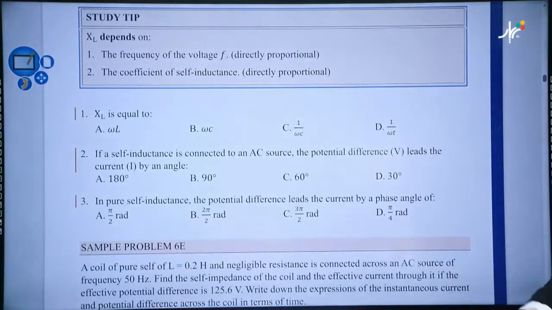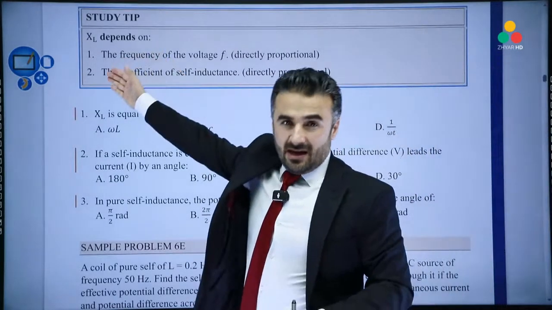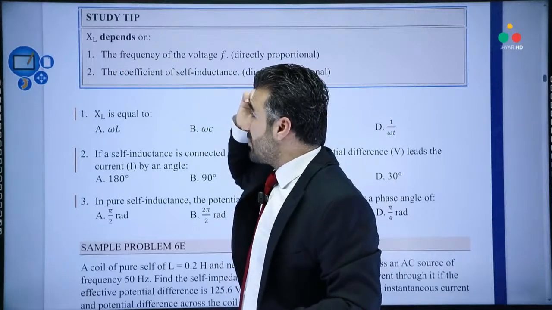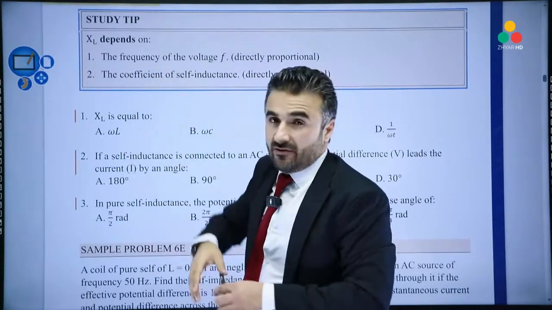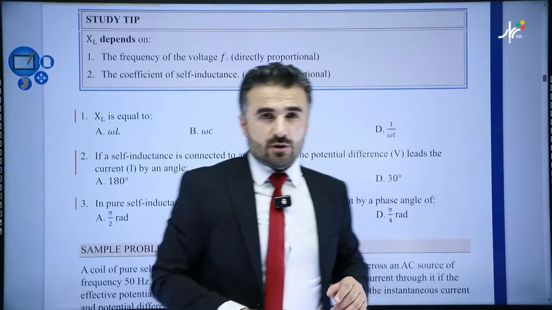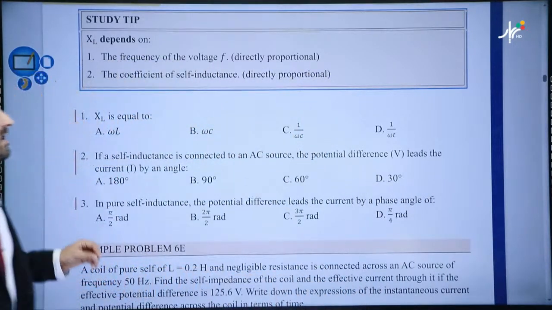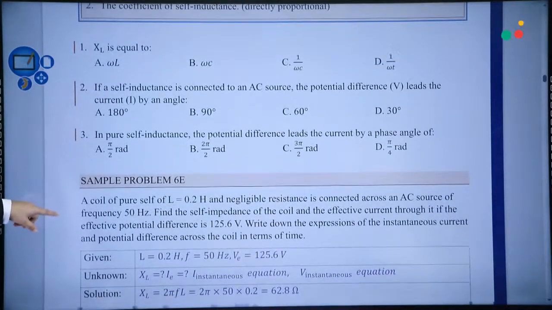So we have a study tip. This one is also something I want you to be aware of. It says the inductive impedance, a resistance, let's say, that is provided by an inductance or an inductor, depends on the frequency of the AC alternating current, which is directly proportional, and also depends on the self-inductance, which is also directly proportional.